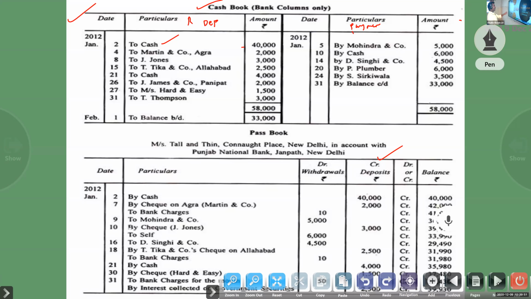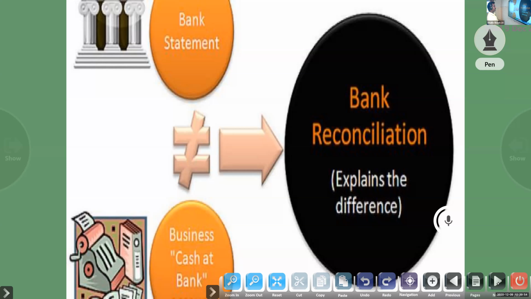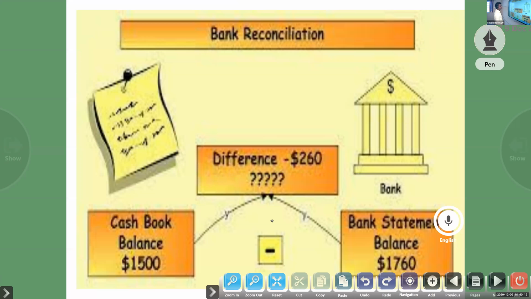If there is any clash between the cash at bank in the business cash book and the passbook, then we have to open the bank reconciliation statement. For example, cash book balance 1,500, bank statement balance 1,760, a difference of 260, so open a bank reconciliation statement. Clear? If there is no difference, there is no need to open it, it is correct.